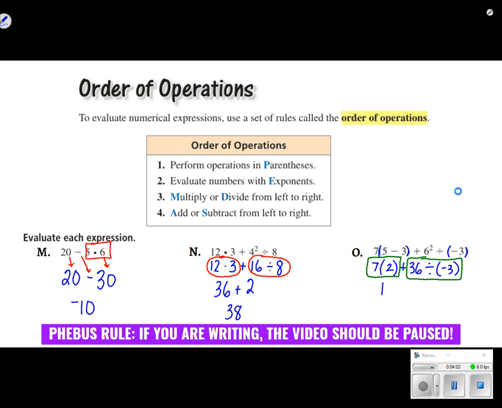So 7 times 2 is 14. Plus 36 divided by -3 is -12. If you want to wrap that in parentheses, you can. It's not required. It's just a thing that they chose to do. 14 plus -12 is 2. It's the same as subtracting 12.